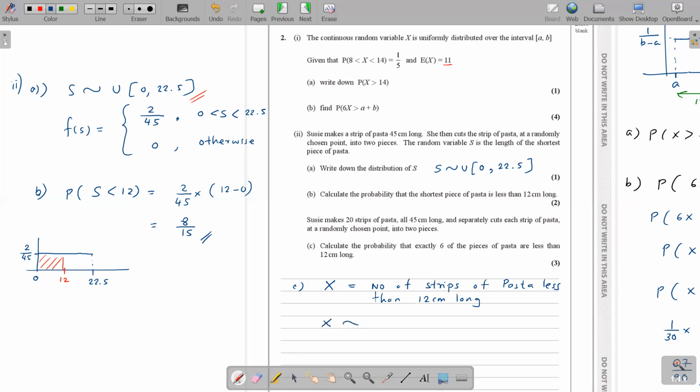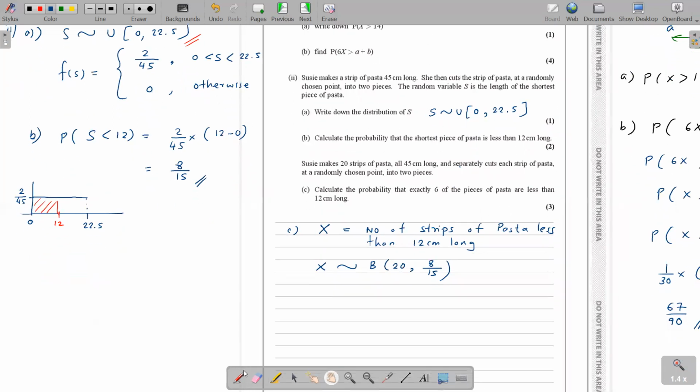So X follows what distribution? Is it uniform? When you are counting the number of strips, now you are counting, right? You have 20 strips. So definitely this is not continuous. This is discrete, and you have to go with what? There are 20 strips of pasta. There's a fixed number here. So basically it's binomial. N is 20. What's the probability of success? Probability of success is that the pasta is less than 12 centimeters. So what's the probability it's less than 12 centimeters? It's 8/15, the answer we found in part B.